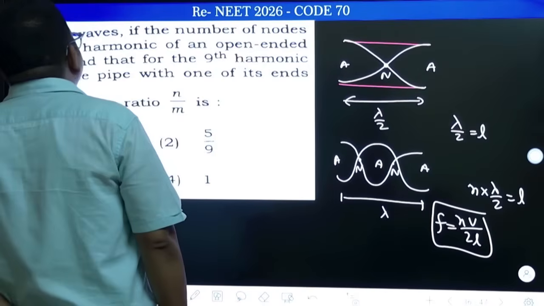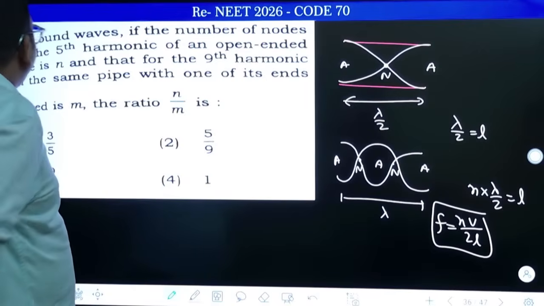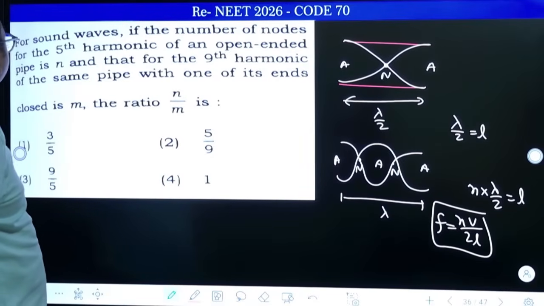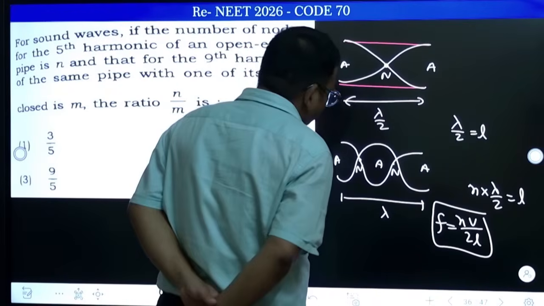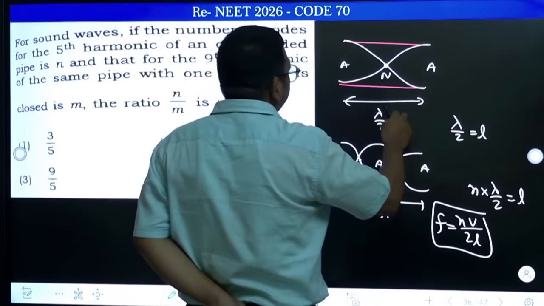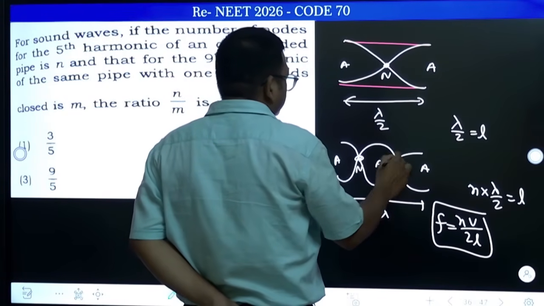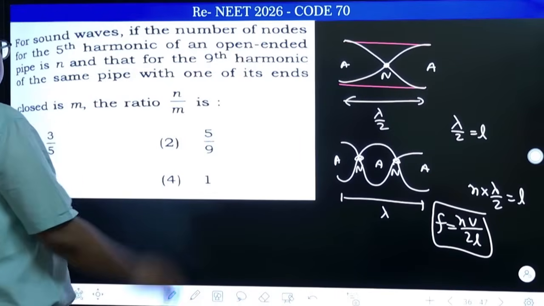The question is on the fifth harmonic. For sound waves, if the number of nodes for the fifth harmonic of an open-ended pipe is n, and that of the ninth harmonic of the same pipe with one end closed, that means it becomes closed-ended, length is going to be the same. So I think we should remember, if it is the first harmonic, only one node is there. Second harmonic, two nodes are there. Like that it happens. So if it is the fifth harmonic, five nodes are there.